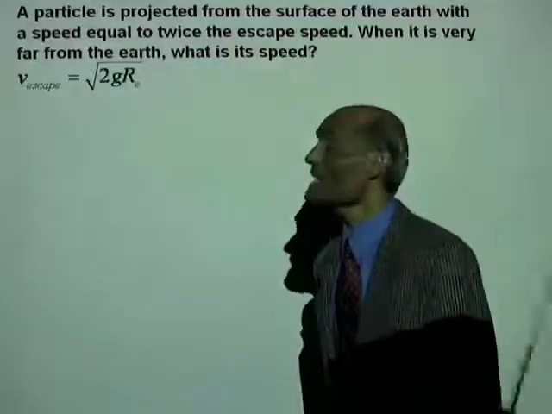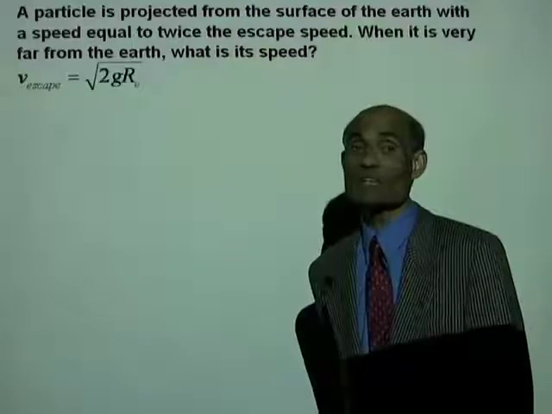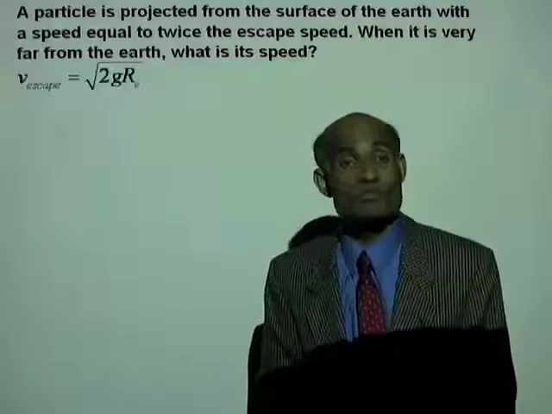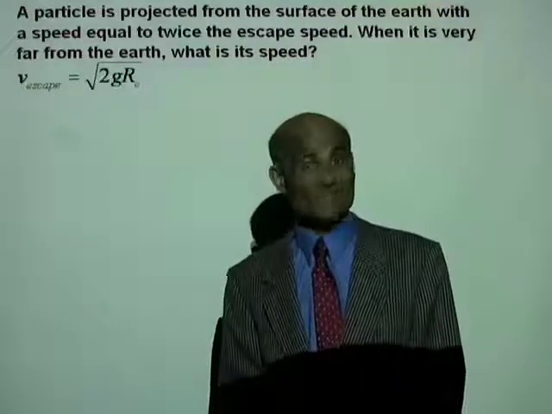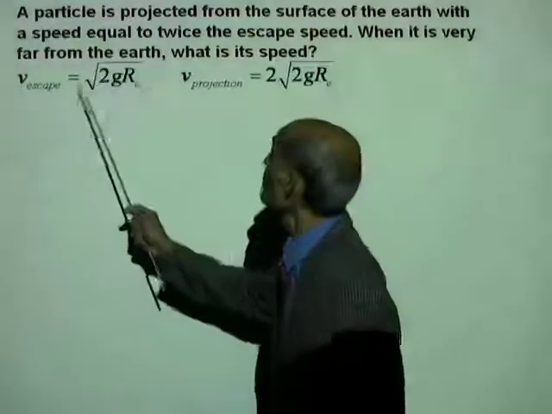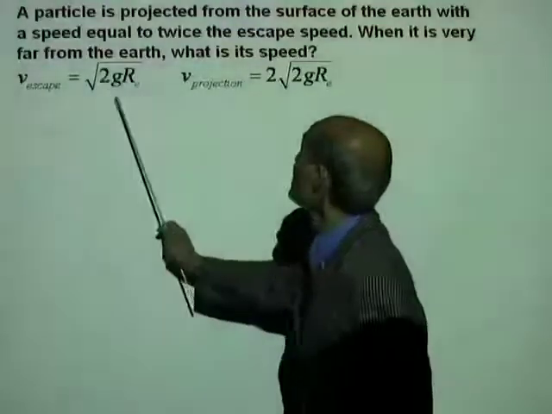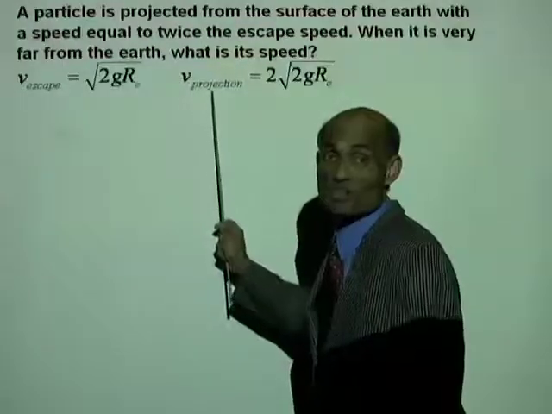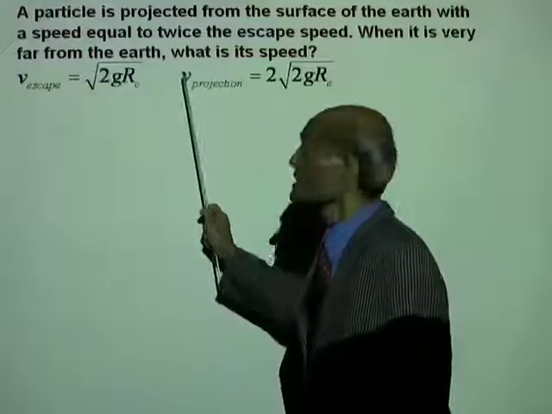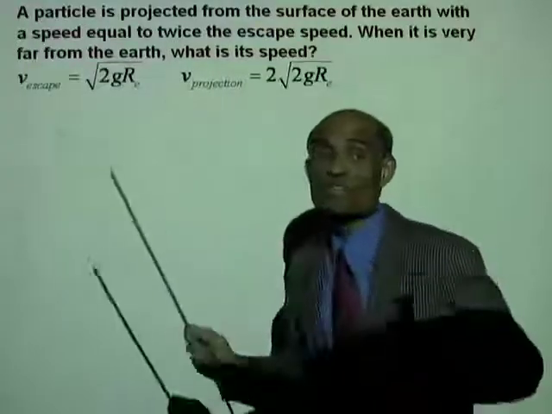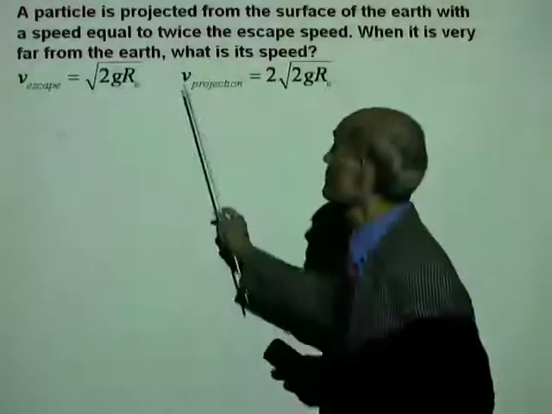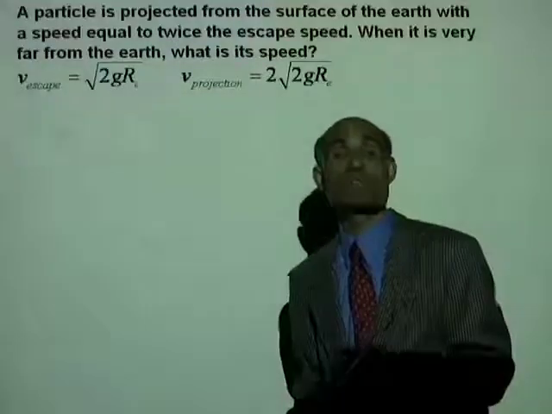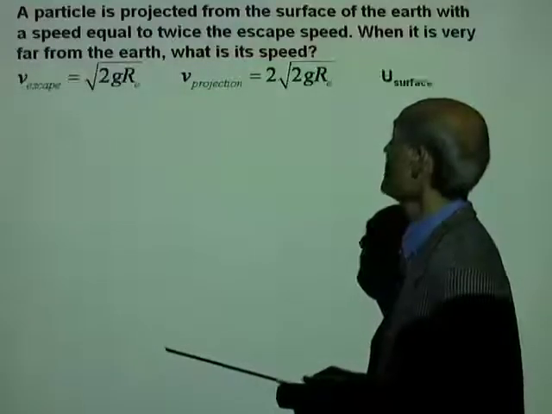You remember we obtained an equation for escape velocity. V escape is square root of 2GRE, isn't it? Yes. So we projected our object with a velocity 2 times this. Therefore, the velocity of projection, if you cannot read it, watch this, is the velocity with which we projected the object. The velocity of projection is 2 times the escape velocity, 2 times square root of 2GRE.